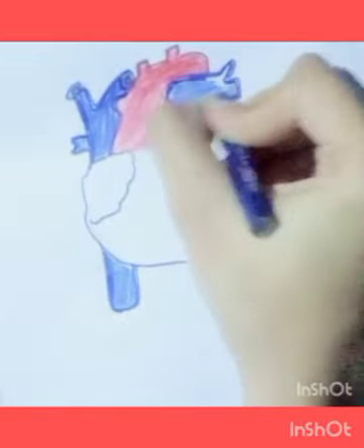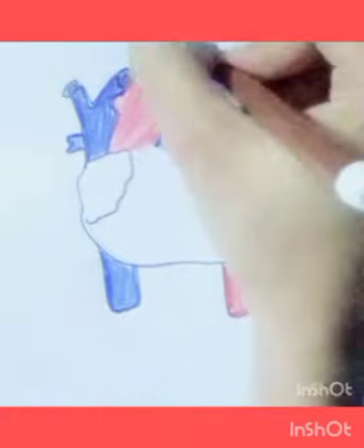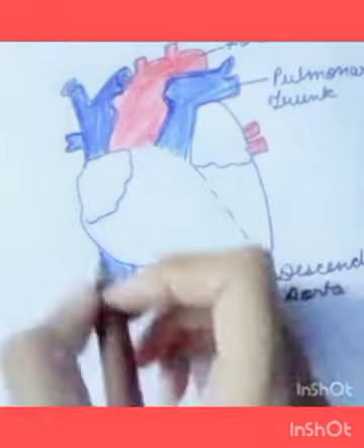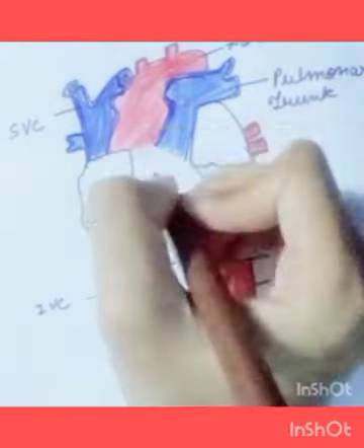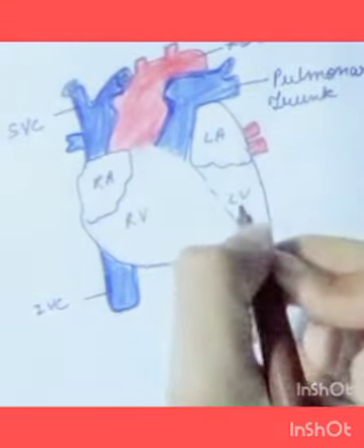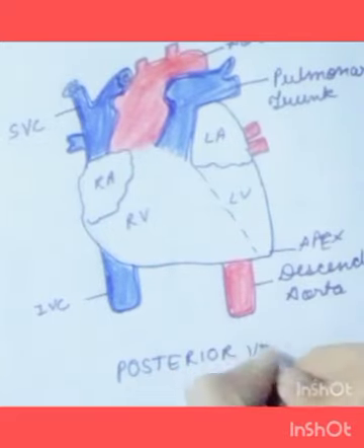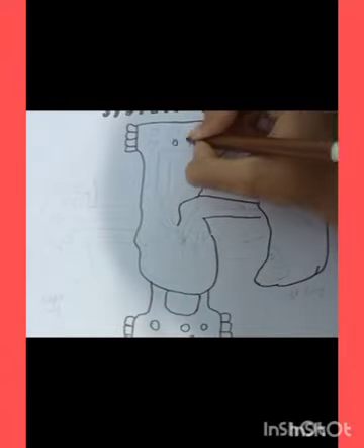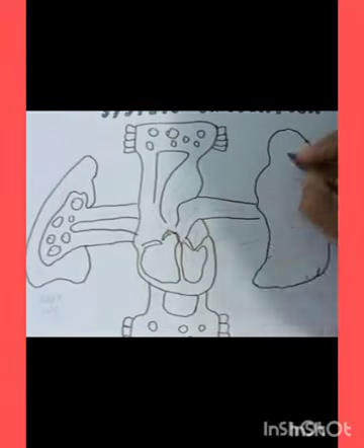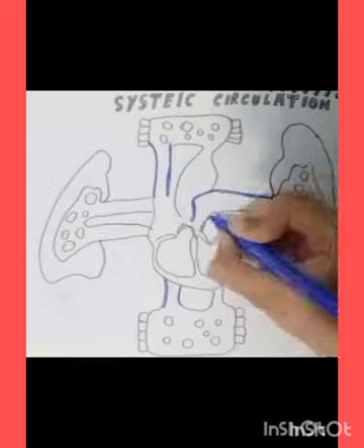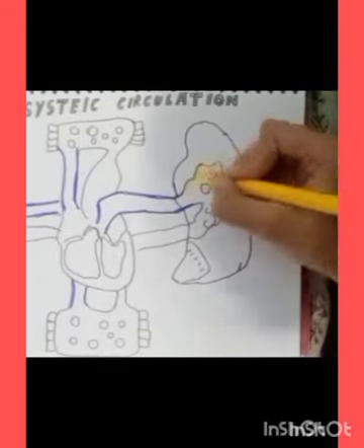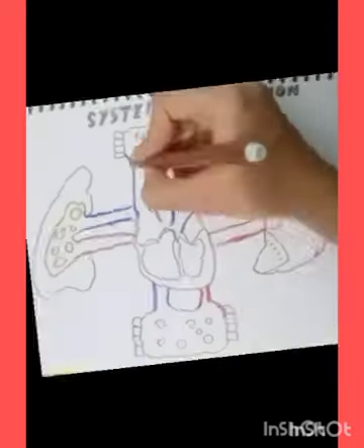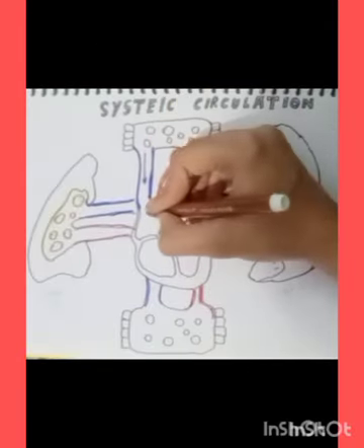Now we will see the systemic circulation of the heart. We will see how oxygen is transported to the tissues, and how carbon dioxide is taken from the tissues back to the lungs for purification. In systemic circulation, the carbon dioxide from the tissues enters the right atrium through the superior vena cava and the inferior vena cava. Then it goes to the right ventricle, and then to the lungs for purification.